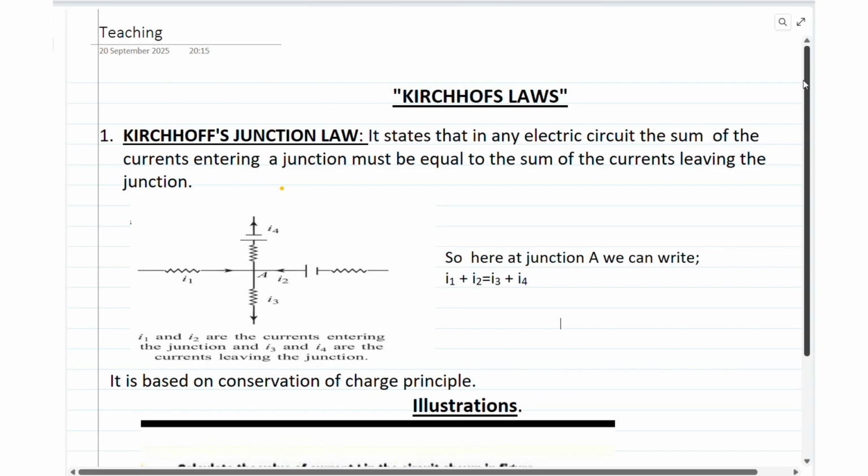It states that in an electric circuit, the sum of the currents entering a junction must be equal to the currents leaving the junction. From this figure, we can see that I1 and I2 are the currents reaching junction A, whereas I3 and I4 are the currents moving away from the junction. As per the above law, we can write the equation: I1 plus I2 equals I3 plus I4. Clear? Yes. This first junction law is based on the law of conservation of charge.